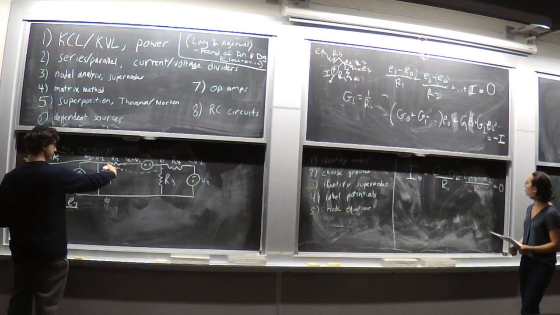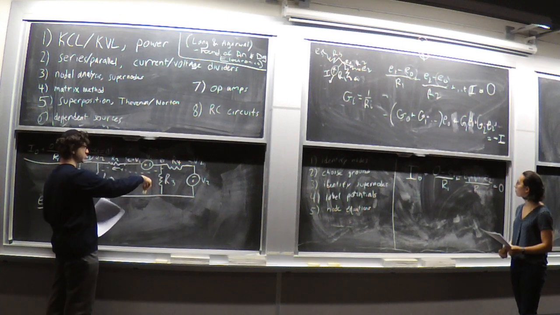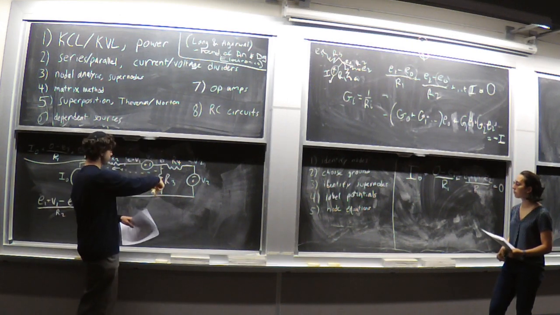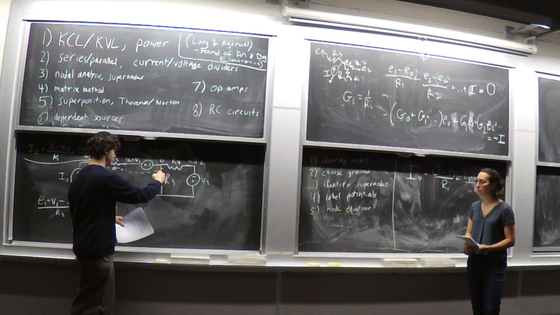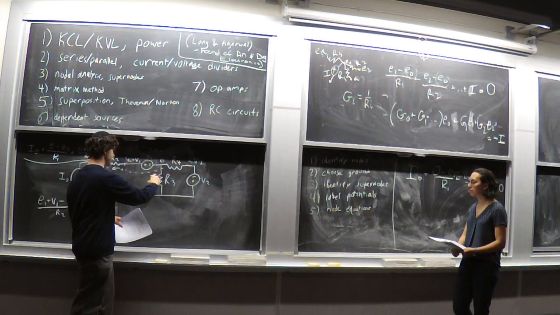That's going to be this current. Now, when we look at this branch, we also have to be going out of the supernode, so we have to start here and go down. That means we start at the top, so our current is going to go downwards.